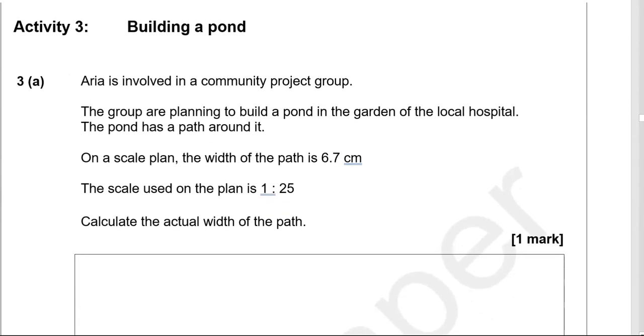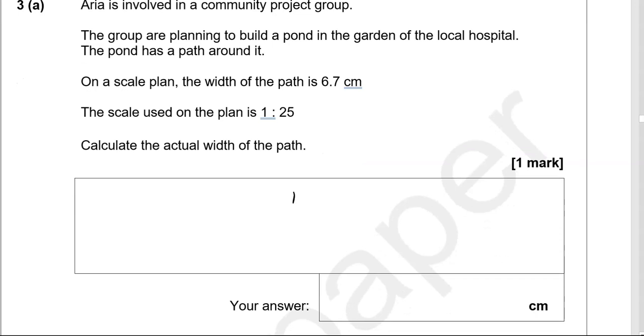Activity 3, building a pond. Arvia is involved in a community project group. The group are planning to build a pond in the garden of the local hospital. The pond has a path around it. On a scale plan, the width of the path is 6.7 centimeters. The scale used on the plan is 1 to 25. Calculate the actual width of the path.